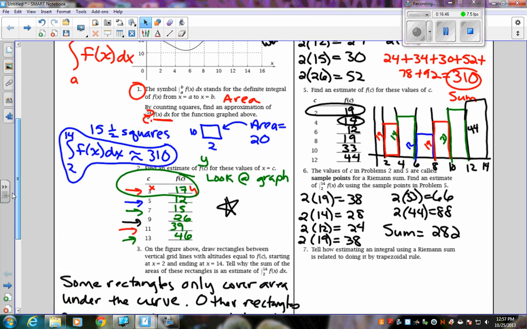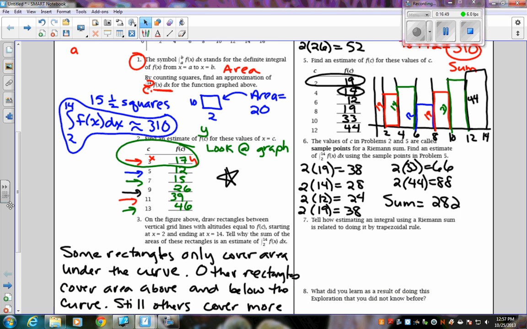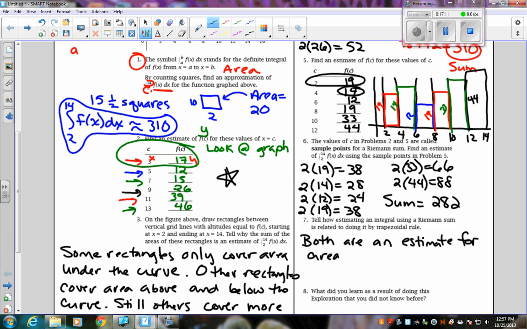So what we're going to do now is compare how this is related to finding an estimate of an area by using the trapezoids. And basically, both are area estimates. So both are an estimate for area. The shapes are different. That's all. That's all we're really doing.